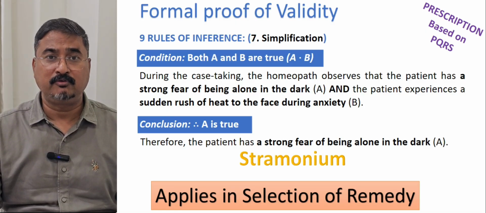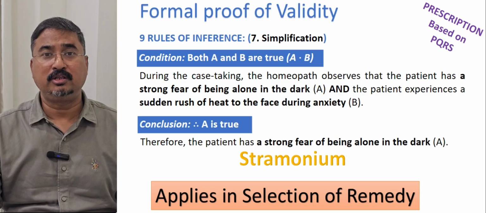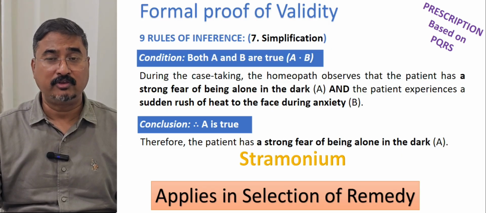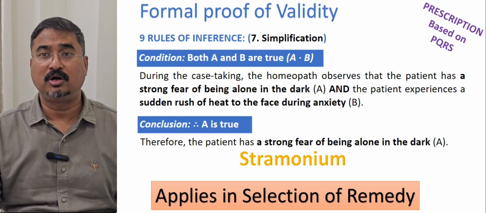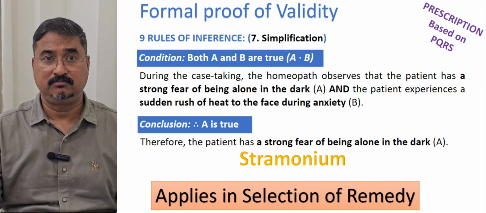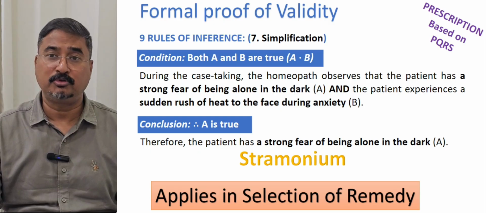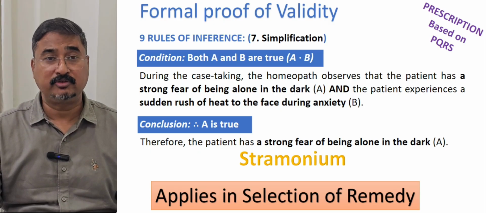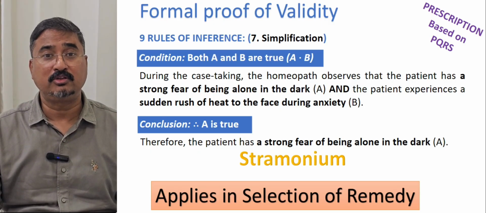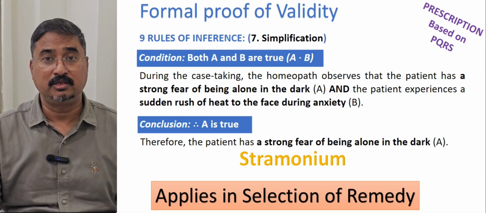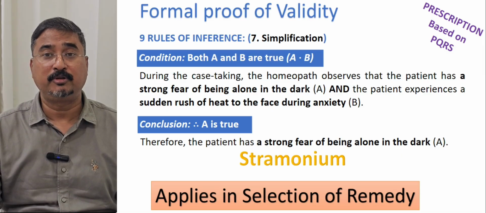We must keep it in our mind that isolating that single symptom via simplification would lead to hundreds of possible remedies. Therefore, the homeopathic researcher uses simplification to generate a hypothesis, but must immediately return to the full conjunction, that is the totality, to confirm the final prescription.